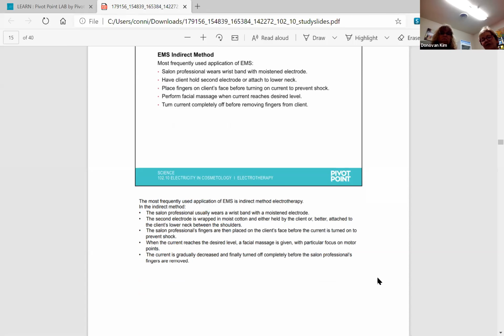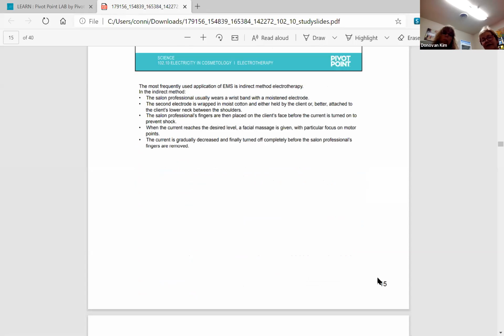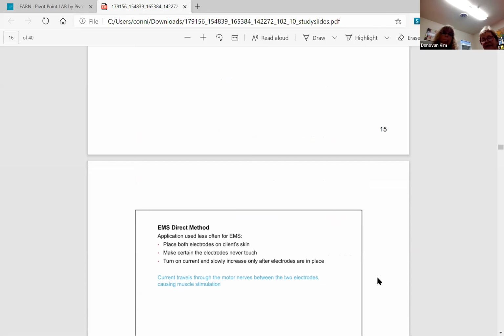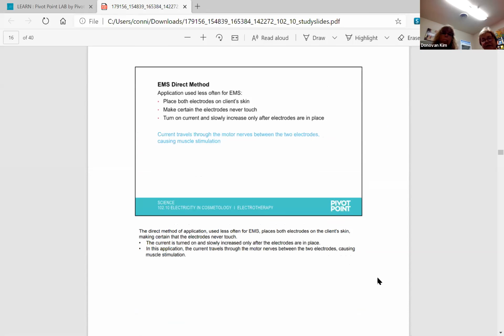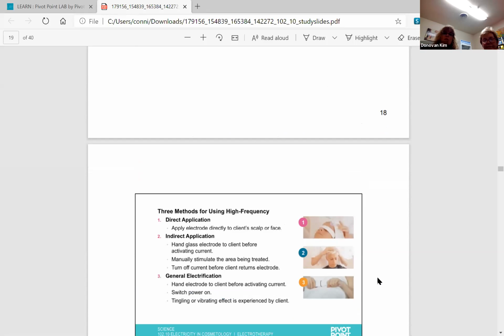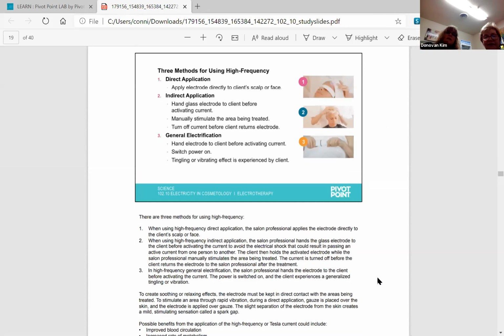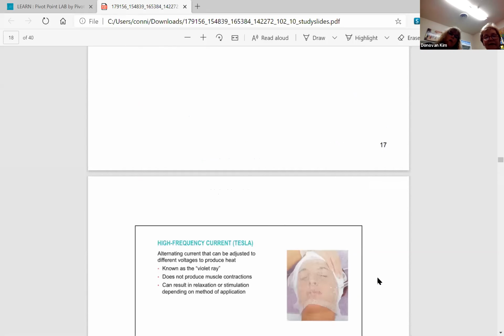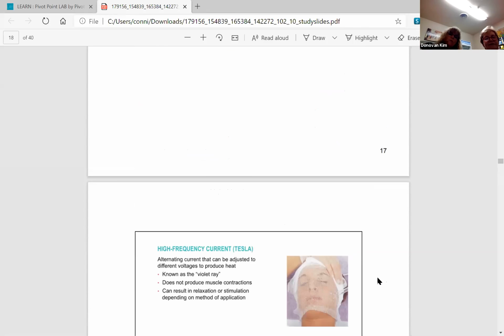The only thing they need to know basically is that we can't do it in the state of California because it contracts a muscle, and that's considered a medical device at that point. Right. Oh my gosh, what's this one? This is high frequency, my favorite thing. Okay, come on back. High frequency also has indirect.